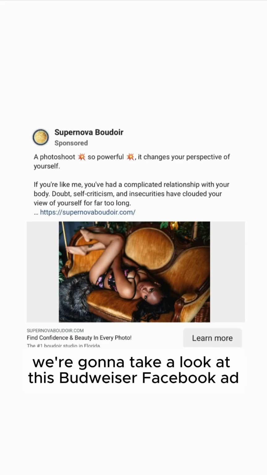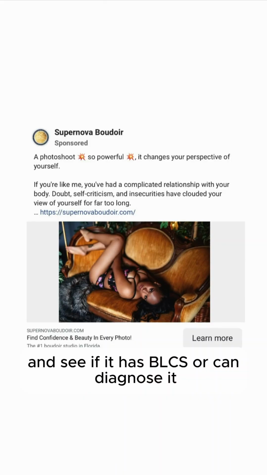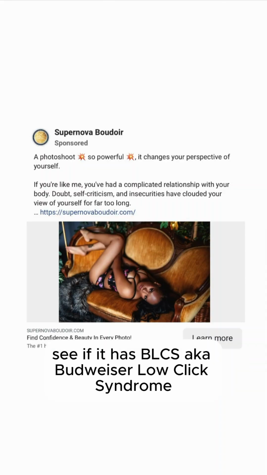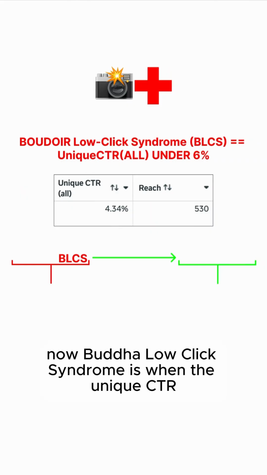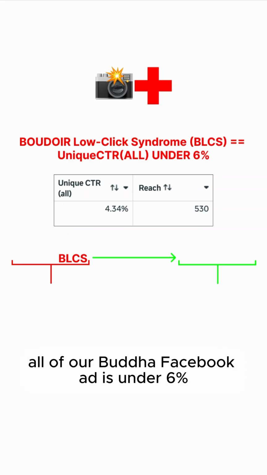All right, y'all, we're going to take a look at this Boudoir Facebook ad and see if it has BLCS. We're going to diagnose it, see if it has BLCS, aka Boudoir low click syndrome. Now, Boudoir low click syndrome is when the unique CTR on all of our Boudoir Facebook ads is under 6%.